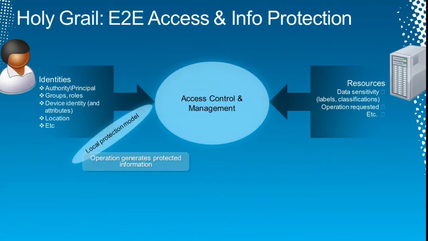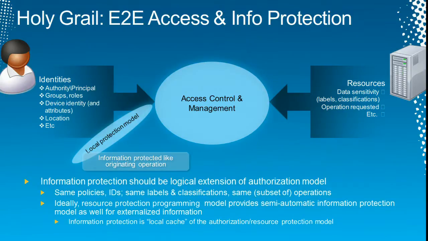So that's what I'm talking about: we want to get to the place where the information, as it flows around, is protected in a way similar to what the original resource protection was. And we should have a logical extension of our authorization model in our information protection model, so you author the same policies. Now again, the operations might not be as rich. For example, you could have only read or read-write as the operations that are locally enforced. There might be a much richer set of operation types on the server side.